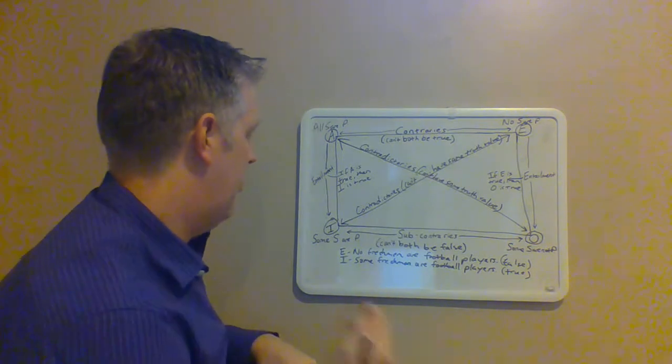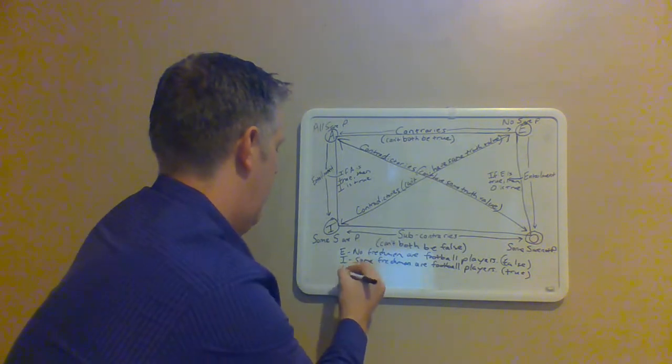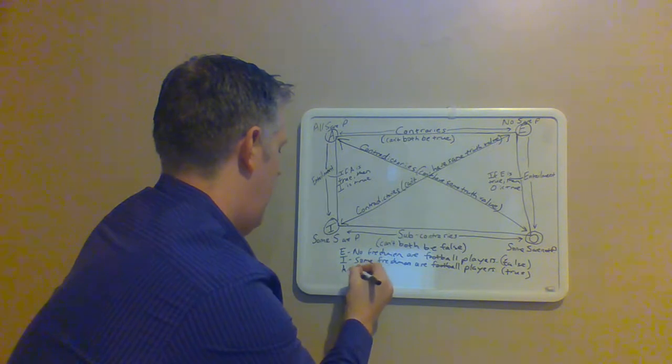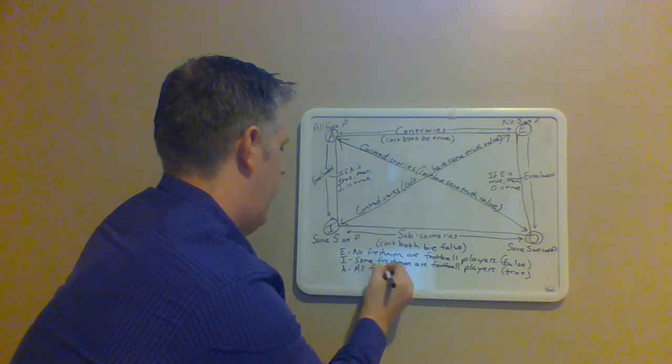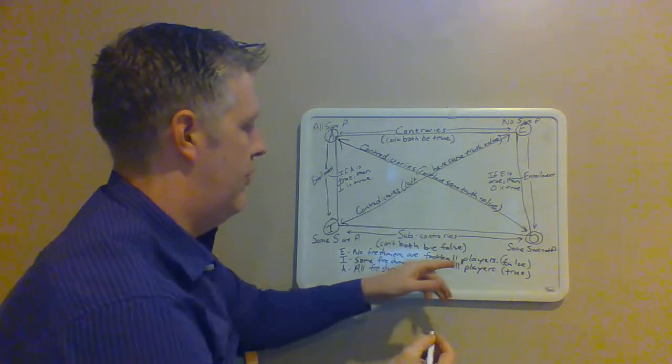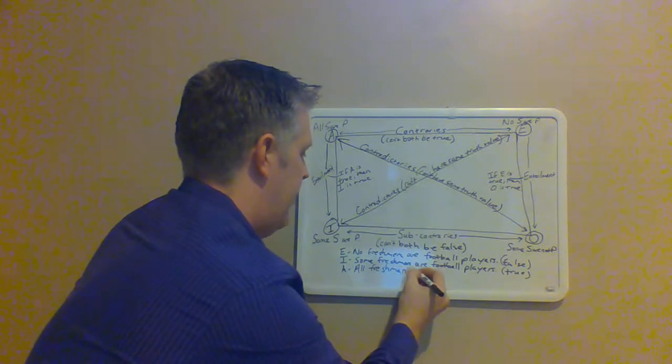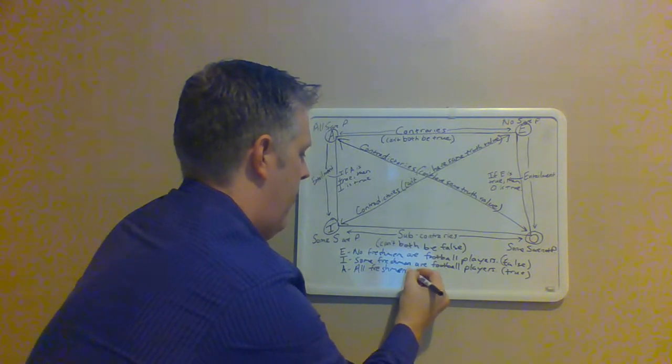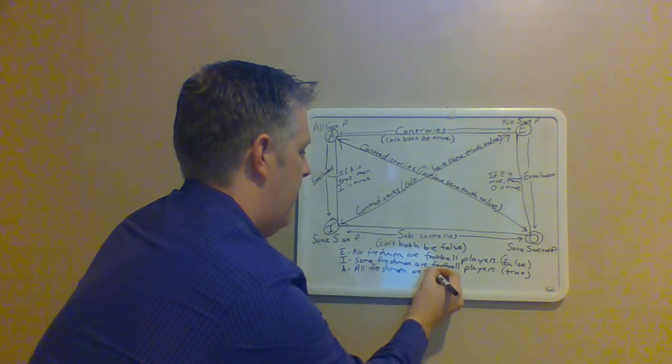Okay. Now, can we deduce anything else? Let's try the A, all freshmen. Now, we know that some are football players, right? That's true. But is it the case that all freshmen are football players?